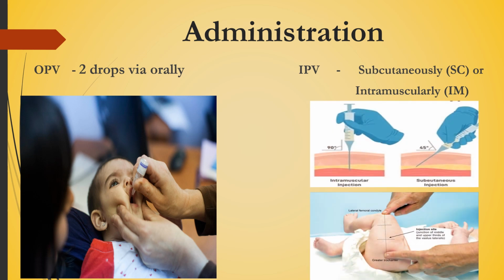When administering injectable polio vaccine, the child should be held in an upright position. Please remember to hold the child's arms and legs firmly. Injection should be administered to the anterolateral thigh at 90 degrees. For adults, it could be administered intramuscularly or subcutaneously.